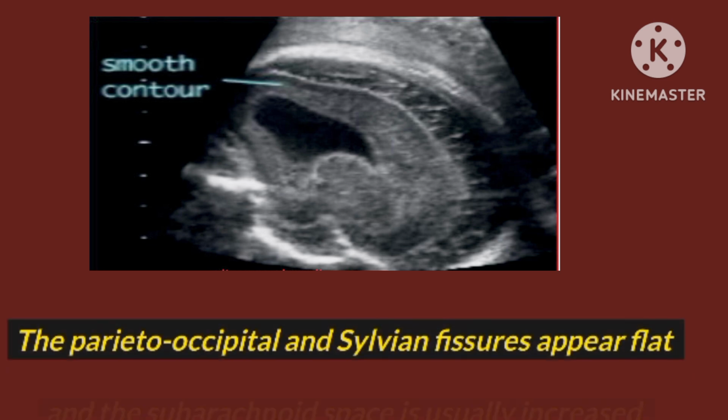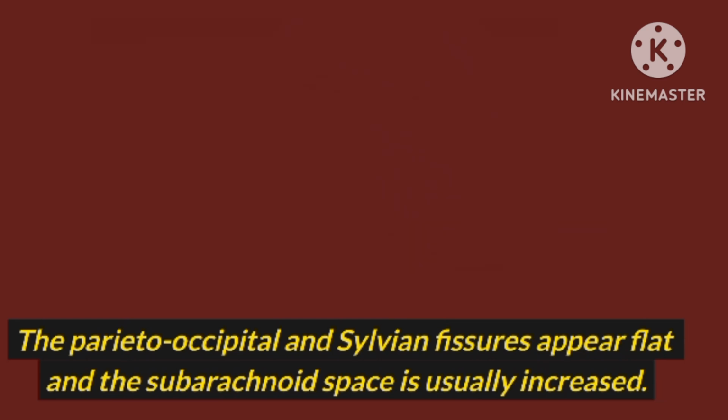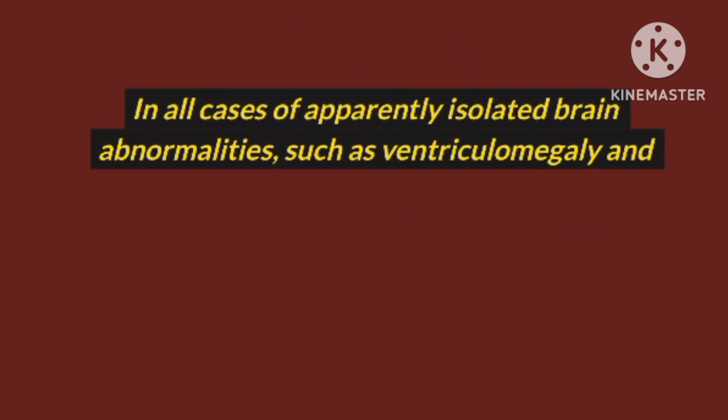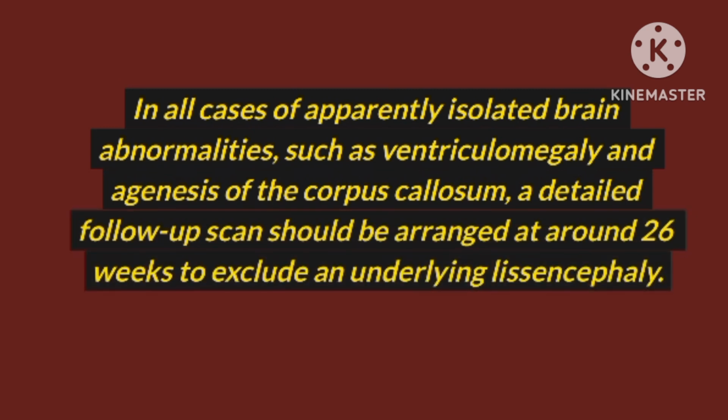The parieto-occipital and sylvian fissures appear flat, and the subarachnoid space is usually increased. In all cases of apparently isolated brain abnormalities, such as ventriculomegaly and agenesis of the corpus callosum, a detailed follow-up scan should be arranged at around 26 weeks to exclude an underlying lissencephaly.